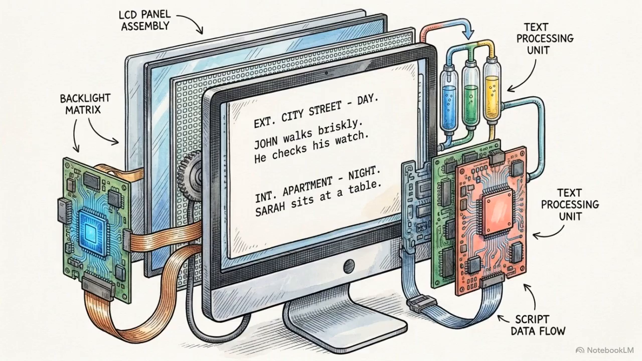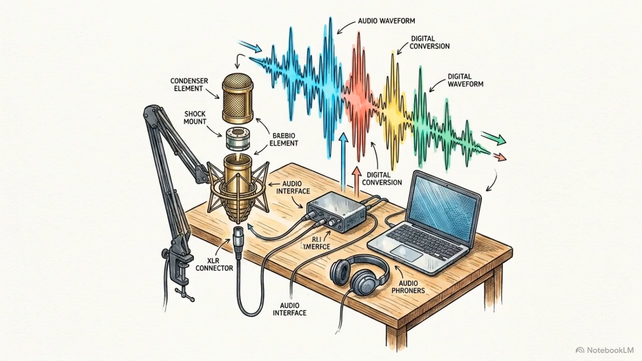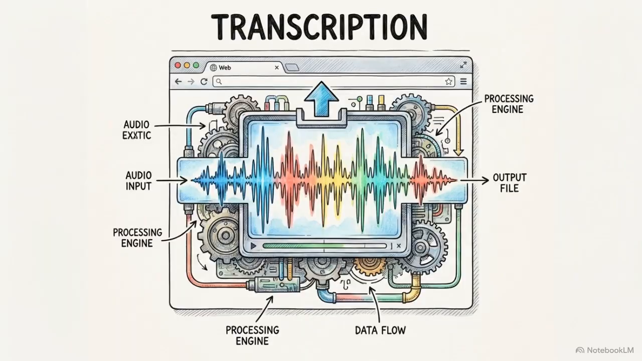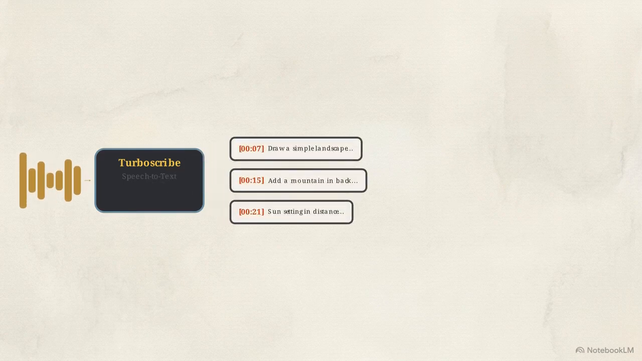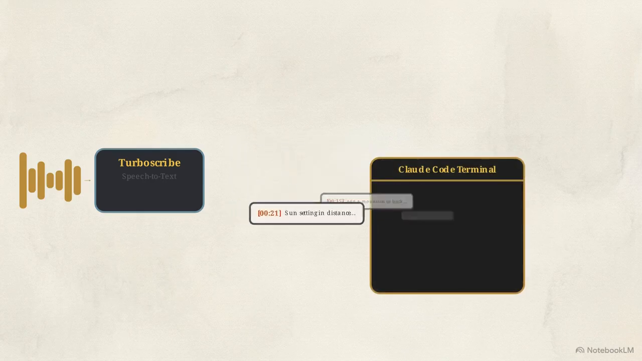Every automated machine requires raw material to function. For this workflow, the process begins with a completed audio file of the script being read aloud. That voiceover file is uploaded to a transcription platform called TurboScribe. This diagram shows TurboScribe translating an audio waveform into sentences paired with exact timestamps. These text blocks feed directly into Claude Code's local terminal window.